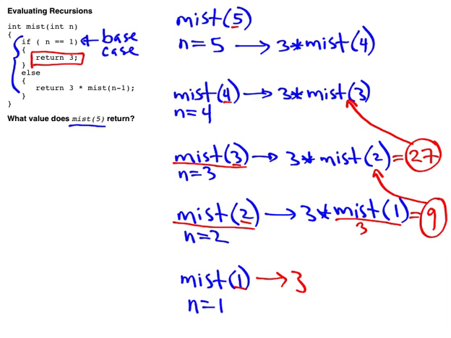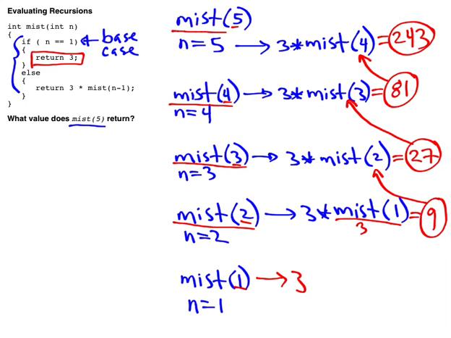We have 3 times 27, which is 81. That means that mist 4 returns 81. And here we have 3 times 81, which is 243. That means that mist 5 returns 243.